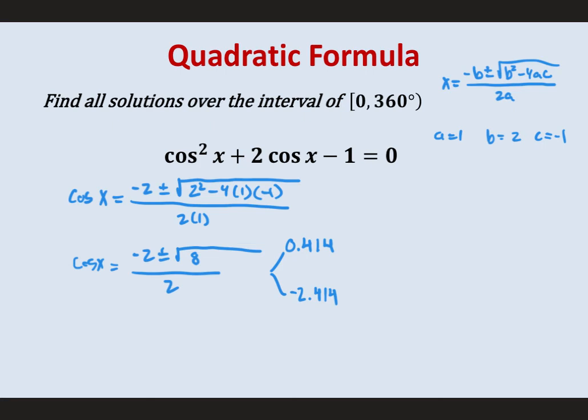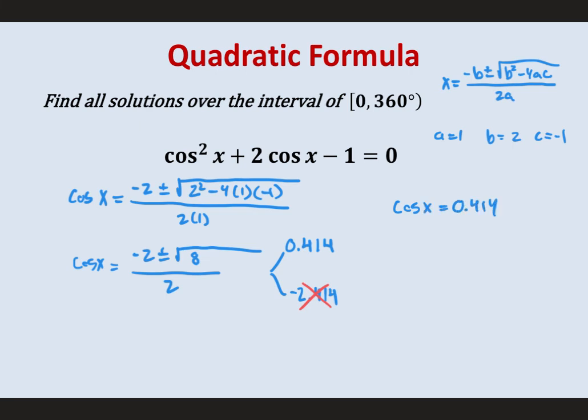Now, we immediately run into an issue with one of these. This is saying cosine of some angle equals 0.414 and -2.414. Well, one of those is impossible. -2.414 is not between 1 and -1, so that one gets eliminated right away. We can't do anything with that one, so it's a useless solution. So we only have one solution here, only one that we worry about.